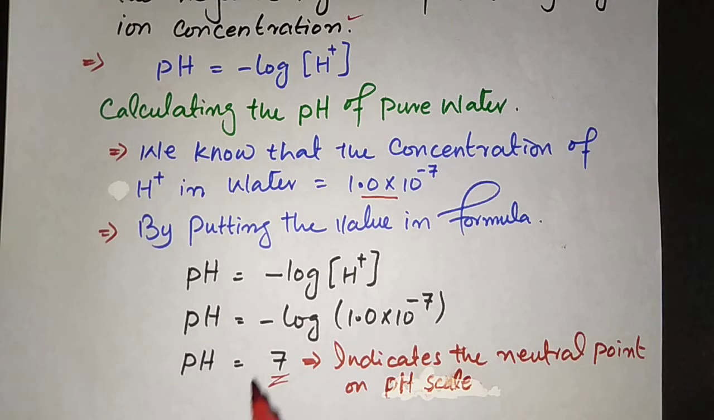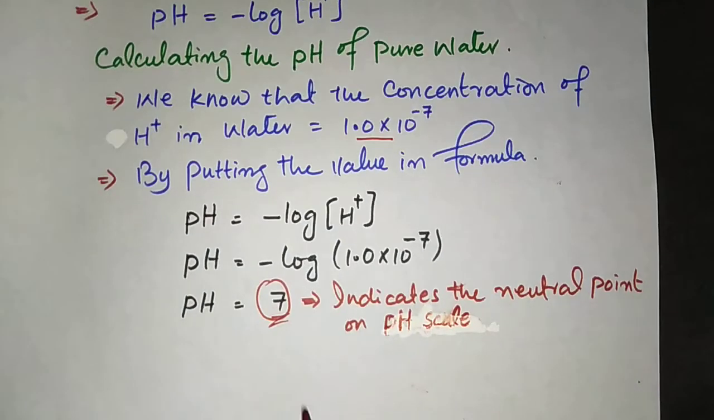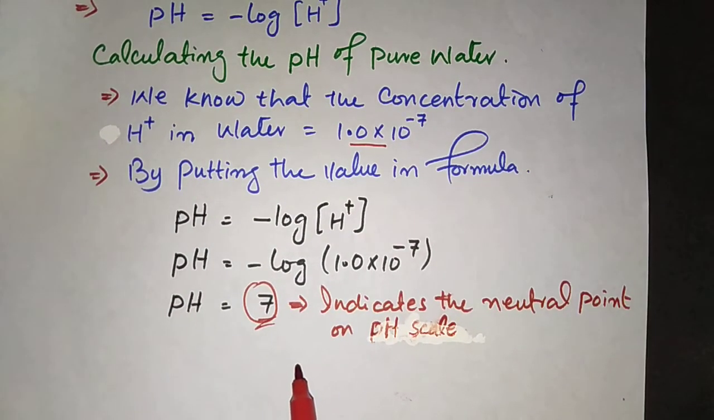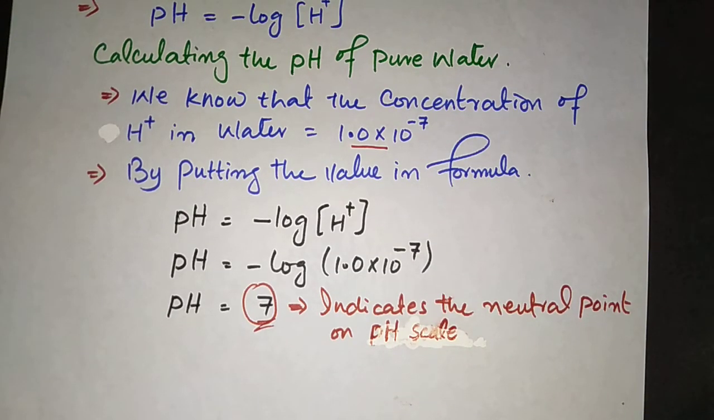Now what does the 7 indicate on the pH scale? We said that the pH scale ranges from 0 to 14. Where does this 7 lie in the pH scale? For that, I just want to show you the pH scale. This is a pH scale in your book.